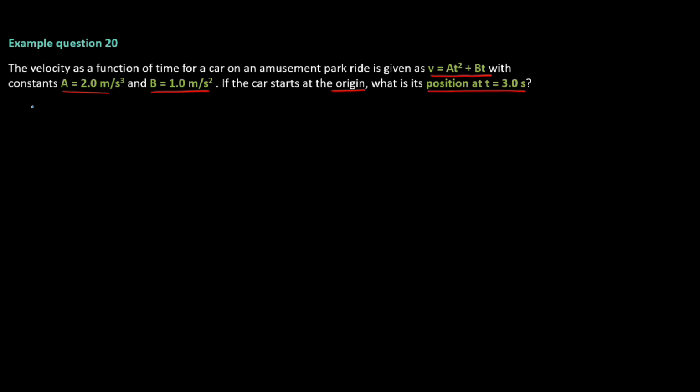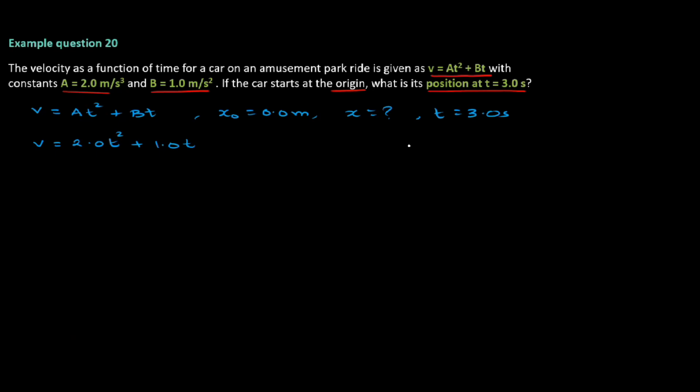So here in the question, we have the velocity function v, which is at squared plus bt. I have the values of a and b, which I can substitute in the velocity function as v equals 2t squared plus 1t. Then they said that the car starts at origin. Starting at origin means the initial position x0 of the car will be 0 meter. We need to find its position at t equals 3 seconds. So I need to find what is x at t equals 3 seconds.